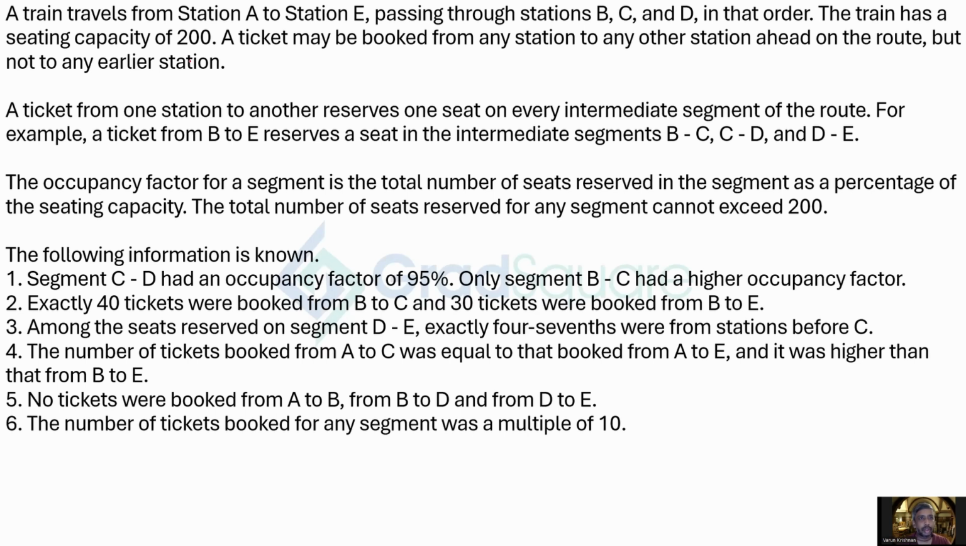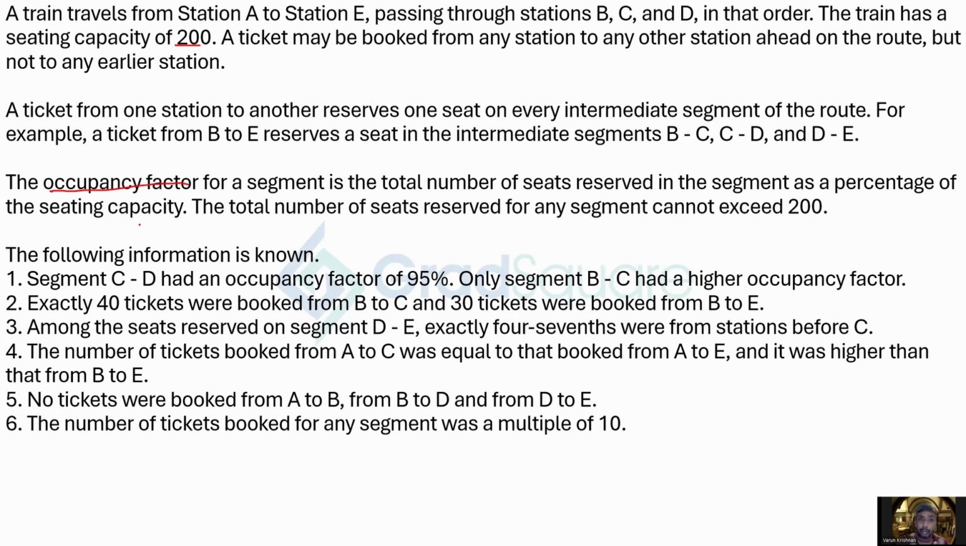A few bits of information have been given above the clues. Even before we look at the clues, we need to focus on the fact that the total seating capacity of the train is 200. So a maximum of 200 people can be seated inside the train at any station. Next, they have defined something called an occupancy factor, which is nothing but the percentage of the 200 seats that has been occupied in a particular section, in a particular segment.